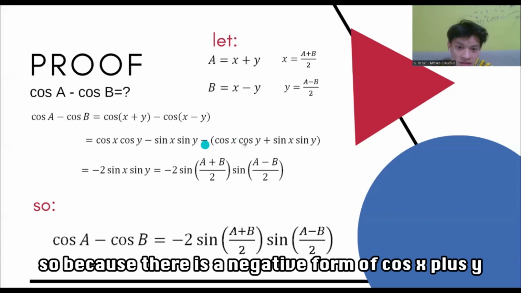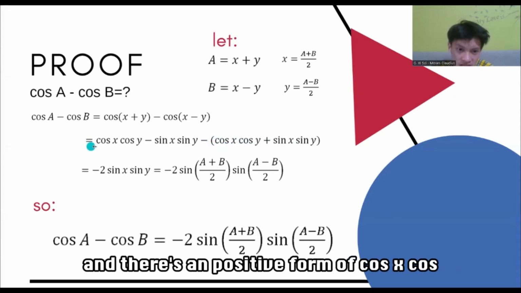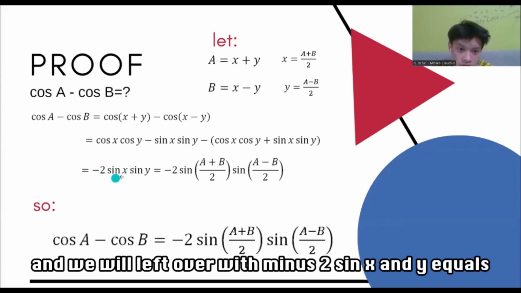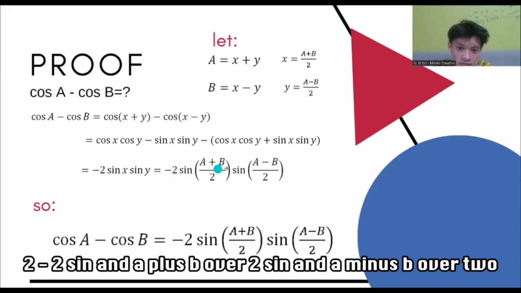Because there is a negative form of cos x cos y and a positive form of cos x cos y, we can eliminate them and we will be left with minus 2 sin x sin y, which equals minus 2 sin (a plus b) over 2 sin (a minus b) over 2.